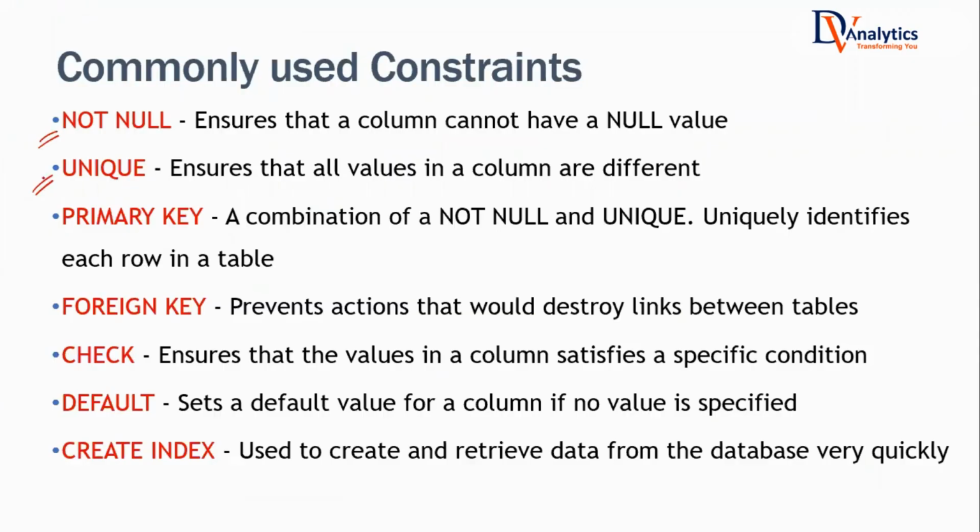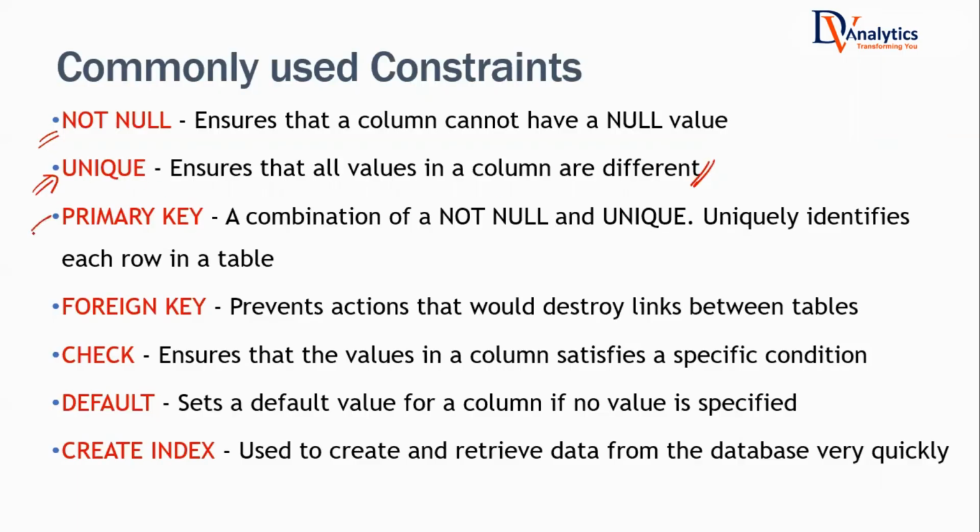Unique. What does this constraint ensure? It ensures that all the values in a column are unique. They're all different. You cannot have the same customer ID repeating twice. You cannot have the same social security number repeating twice. You cannot have the same Aadhaar card for two customers. Can you have the same PAN card number? No. In a table, if you're saying this contains all the distinct customers, they must have unique values. You can impose that constraint.